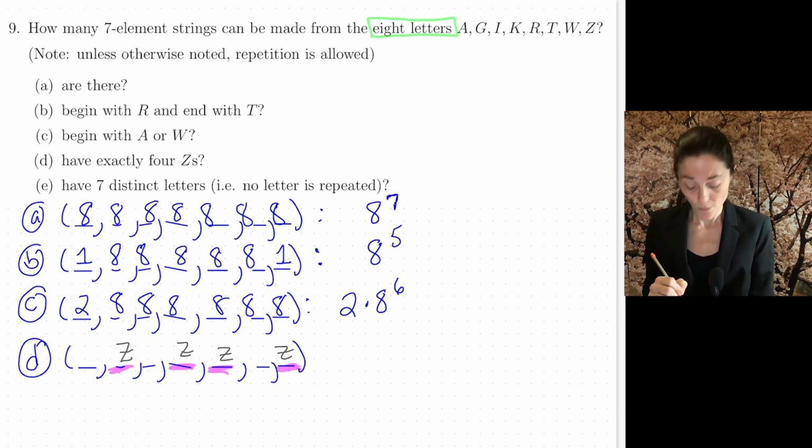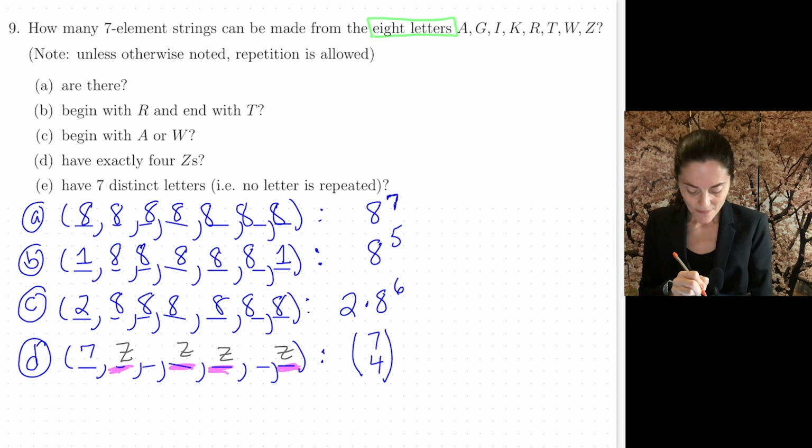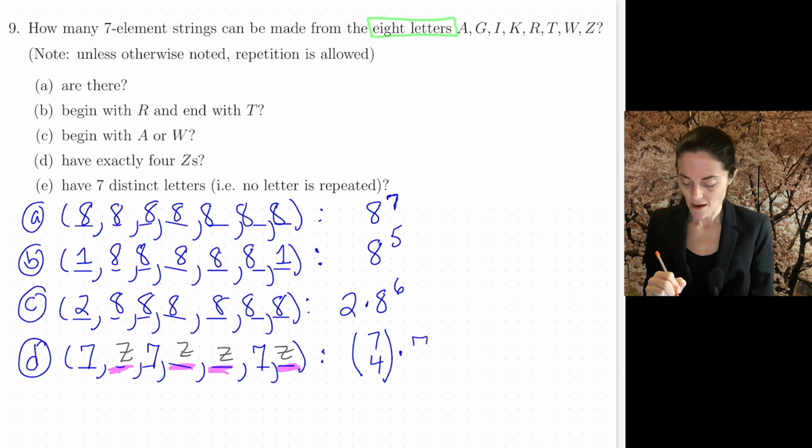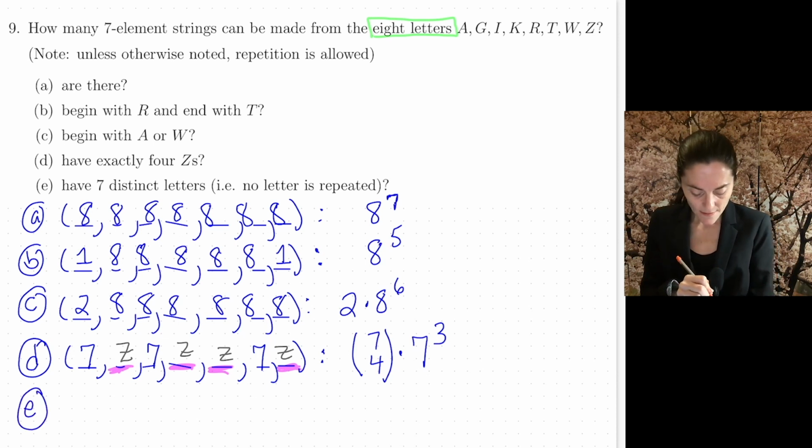Well, how many choices were there? Well, we have 7 entries, and we want to choose the 4 locations for the Z. Now, once we have done that, and like I said, I illustrated one, but there are 7 choose 4 possible ways I could have selected those 4. Well, we have 7 more letters because we cannot use Z again. So I have 7 possible things here, 7 here, and 7 here. So this would be times 7 cubed. This is D.